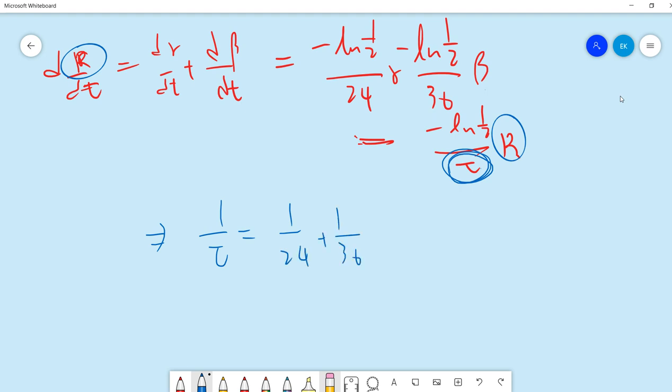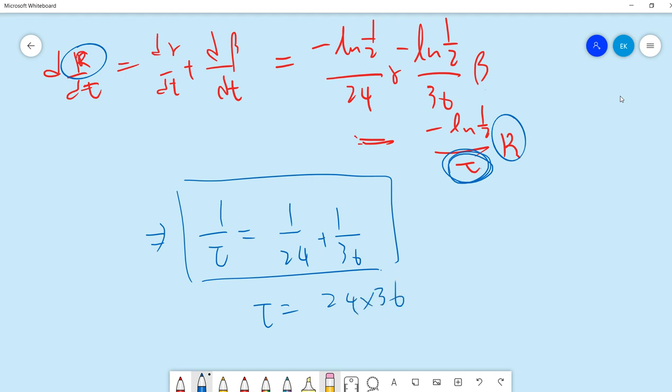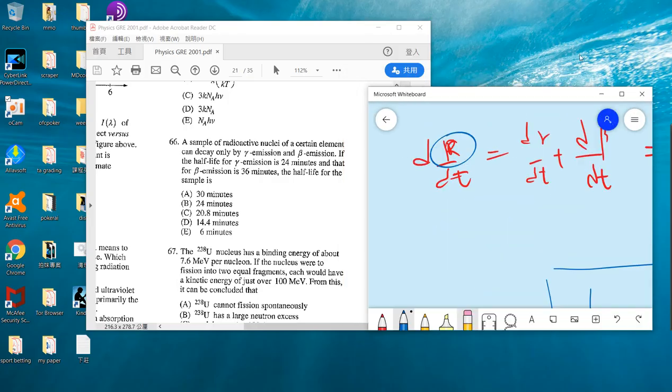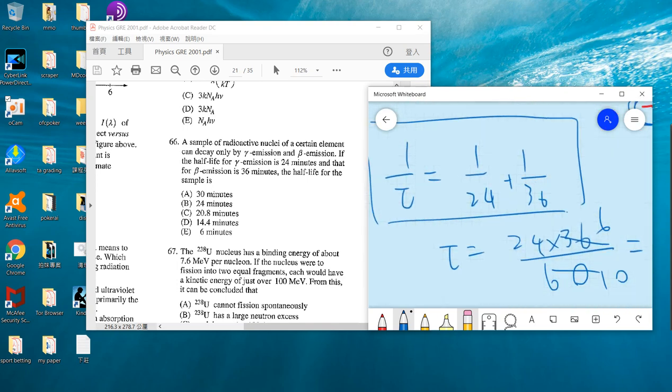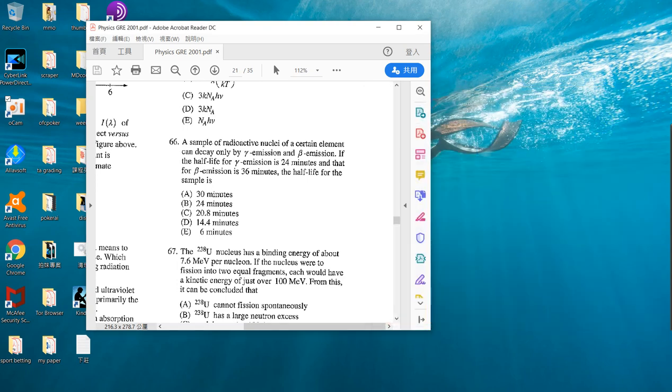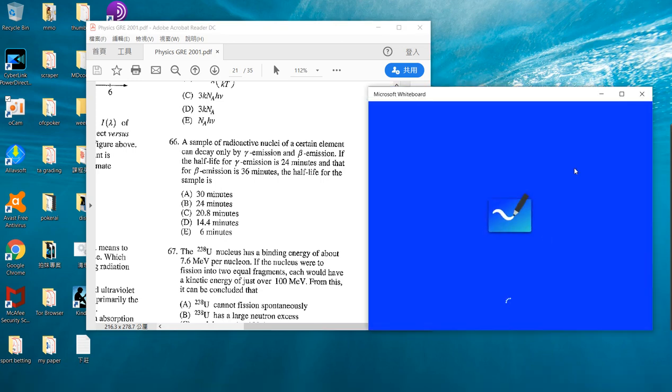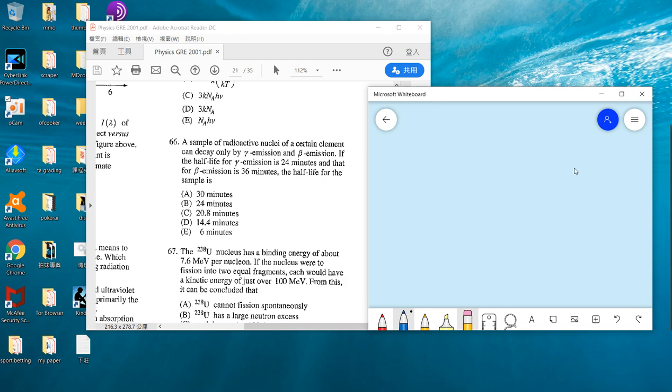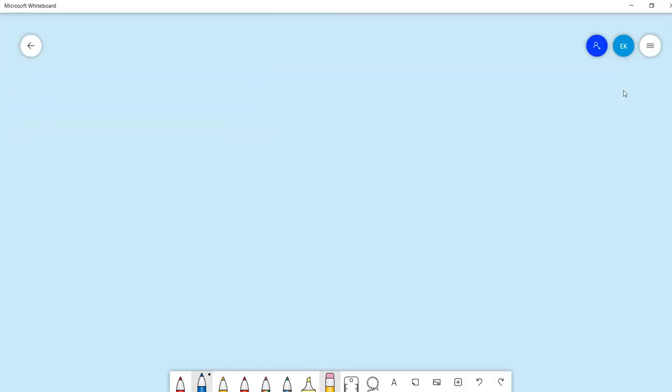Okay, I suggest that maybe you can try to remember this answer. So tau is just 24 times 36 divided by 60. Okay, so it's 14.4. The answer is D. I suggest that you remember this answer. But basically, once you write down the differential equation, the rest is very easy. Just follow directly.